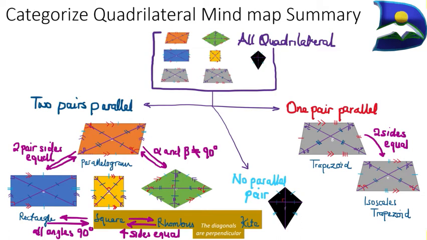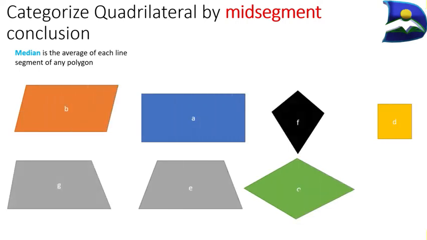And let's extend our categorization of quadrilaterals to midsegments. So looking at this here, what are midsegments? Midsegments come from the median of the lines of these particular shapes. The midpoint of each line segment of any polygon gives us the median, which we see right here.